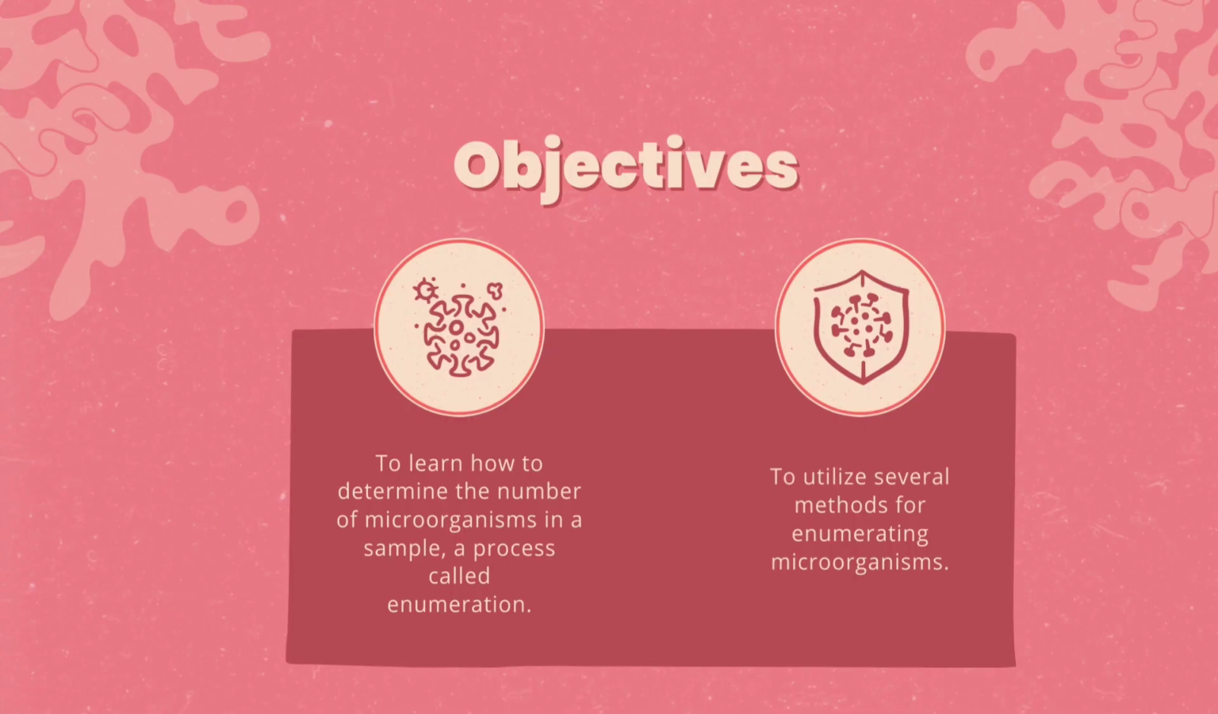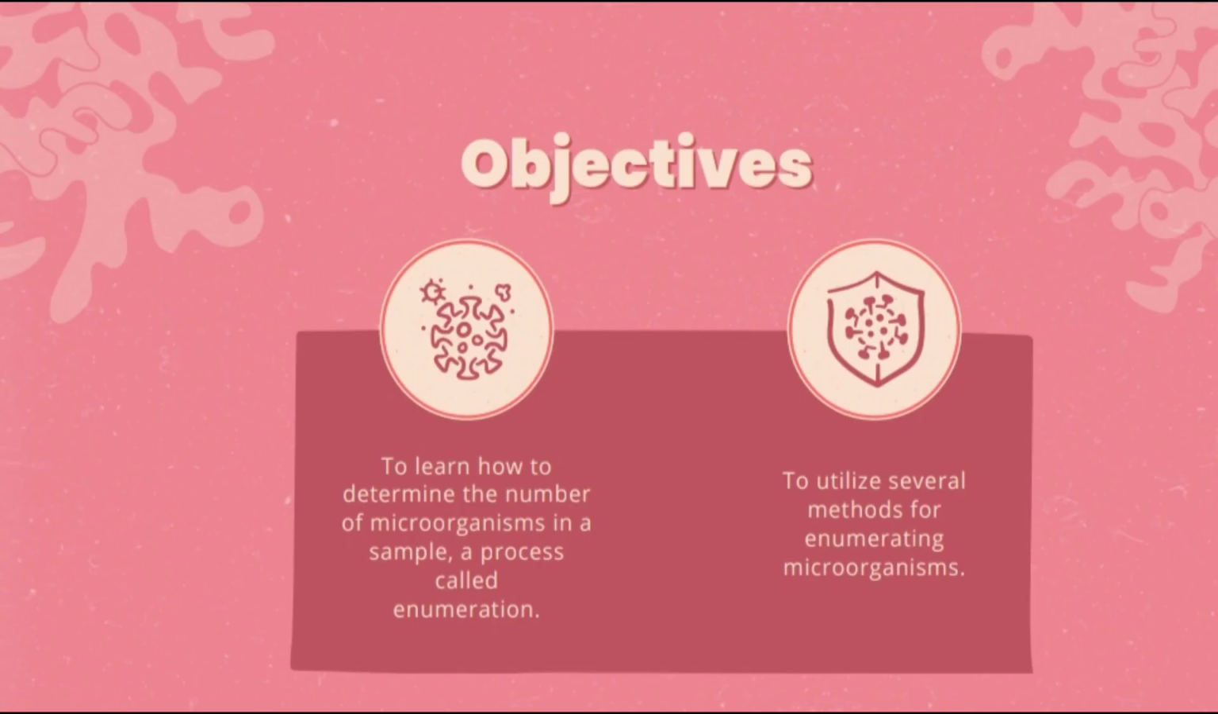The objectives of this experiment are: first, to learn how to determine the number of microorganisms in a sample, a process called enumeration. Secondly, to utilize several methods for enumerating microorganisms.